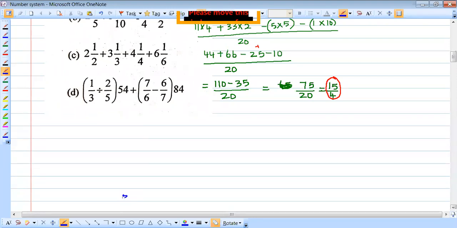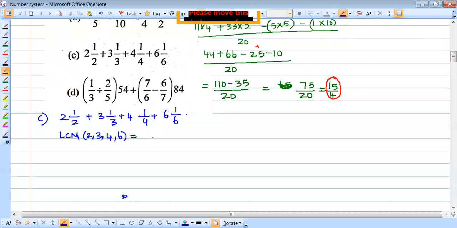So third subdivision, C, 2 1 by 2 plus 3 1 by 3 plus 4 1 by 4 plus 6 1 by 6. What is the LCM of 2, 3, 4, 6?